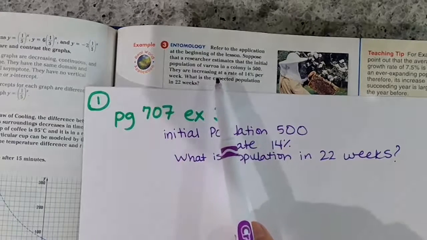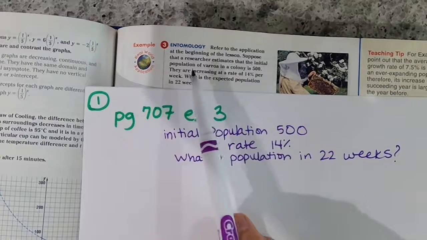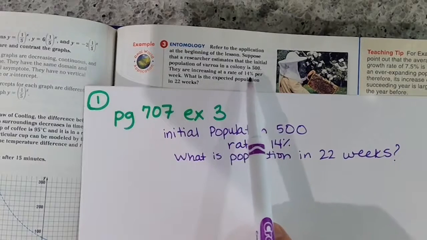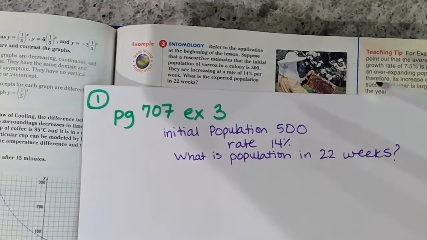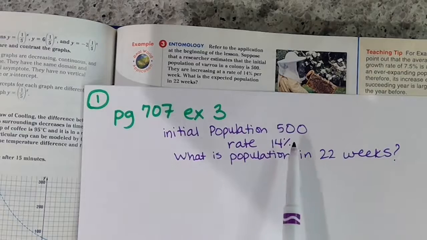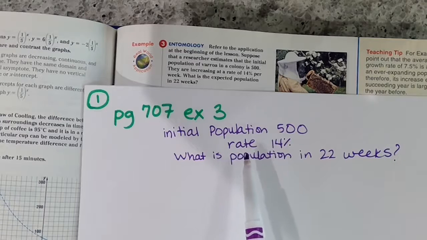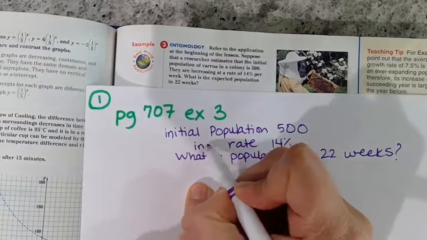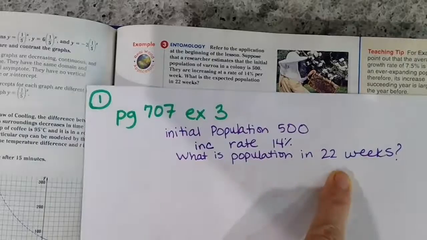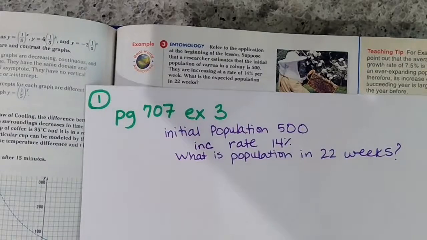Suppose that a researcher estimates that the initial population of varroa in a colony is 500. They are increasing at a rate of 14% per week. What is the expected population in 22 weeks? All right, important information. I need to know my initial population is 500. It's increasing at a rate of 14%. And I should write that it's increasing because it could be decreasing. And I want to know what the population is in 22 weeks.